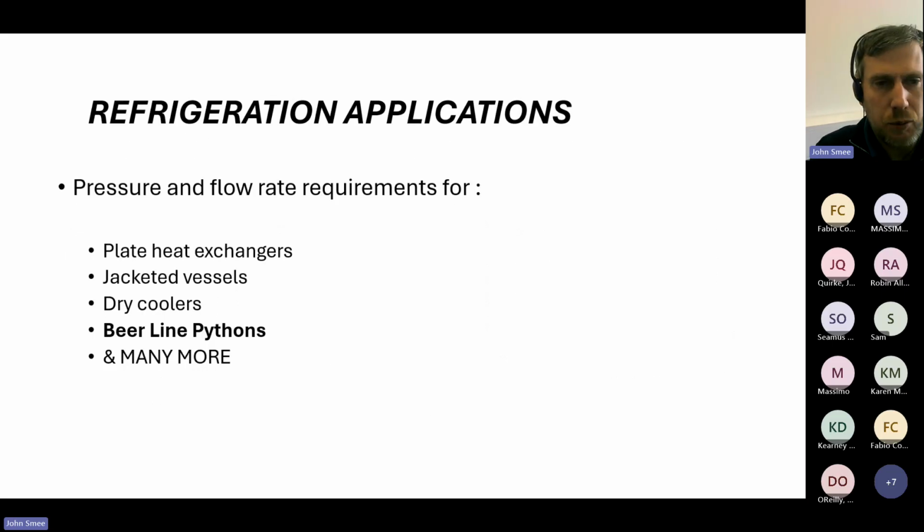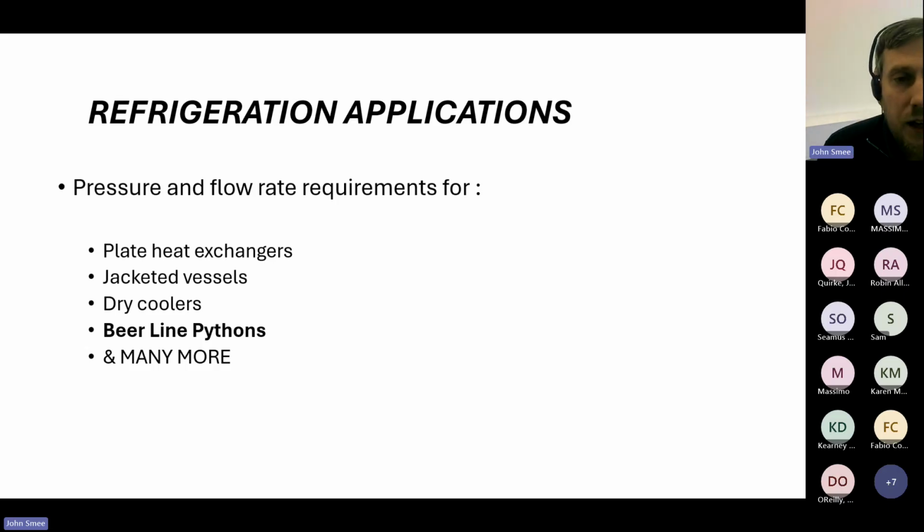So in the refrigeration industry, what are we interested in? We're interested in pressure and flow rate requirements for plate heat exchangers, jacketed vessels, dry coolers, beer line pythons, and many more. Flow rate in particular is one that we're quite interested in, in terms of the likes of a heat exchanger. If you're buying a heat exchanger or specifying one for a process, one of the key parameters that you're going to have to provide to whoever's giving you that heat exchanger is the flow rate of the coolant through it. So it is a very important thing to be able to regulate when it comes to refrigeration.